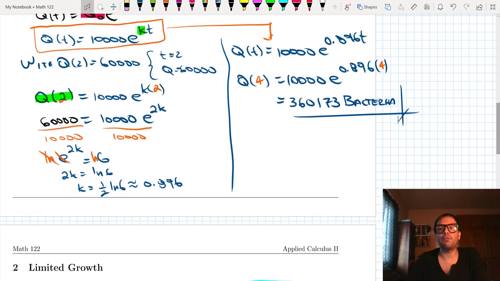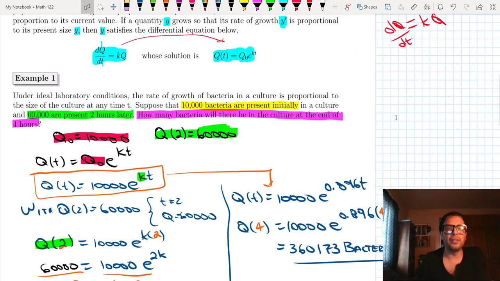Okay, let's look at the profile right here real quick. So, for example, this looks like an exponential function.